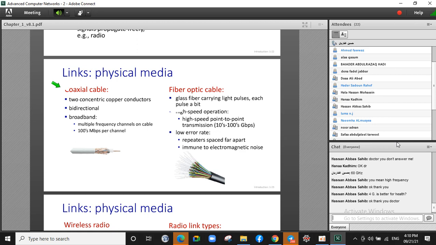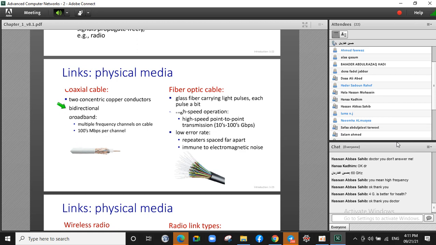The next physical media is coaxial cable. You can see this cable in TV. You are connecting your antenna to your TV using a coaxial cable. Okay. The shape of coaxial is here. There is a copper core in the center, then a plastic coat, then a copper mesh, and finally a plastic jacket.